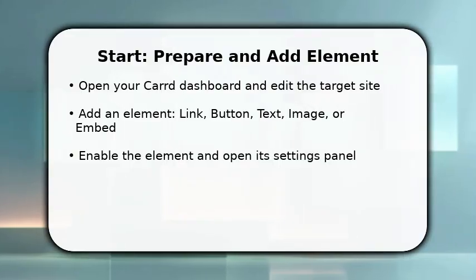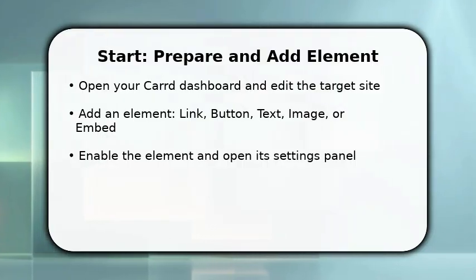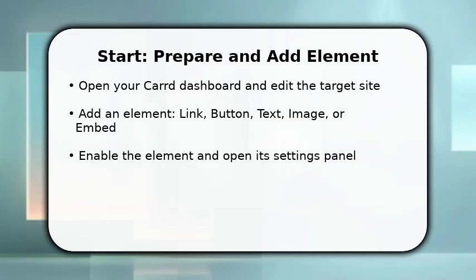You begin by opening the CAD editor for the page you want to update. This gets you straight to action. Click Add Element and choose Link, Button, Text, Image, or Embed so you can attach a destination. Once the element appears, open its Settings panel and pick the Link option.